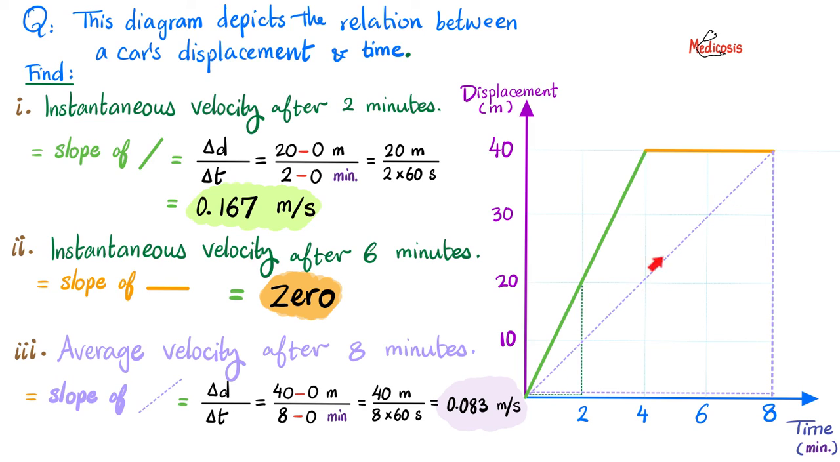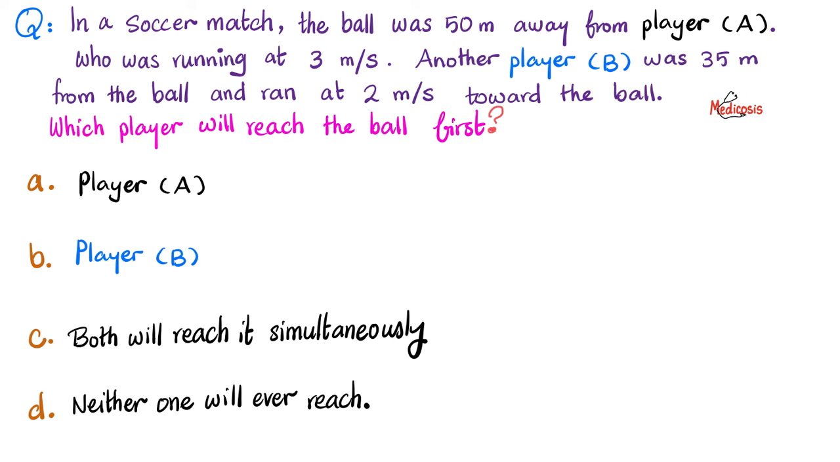Can you find the slope of that line? Sure, it is rise over run, the change on the y-axis over the change on the x-axis. The change on the y-axis is 40 meters minus 0, and the change on the x-axis is 8 minutes minus 0. Don't forget this 8 is minutes, so you multiply it by 60 to get the answer in seconds, which gives me the answer of a velocity of 0.083 meters per second.